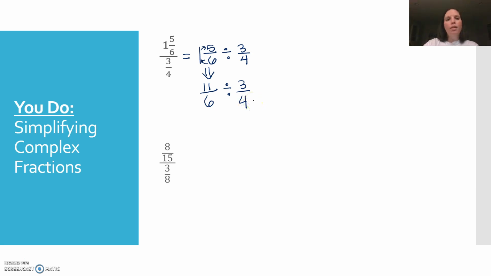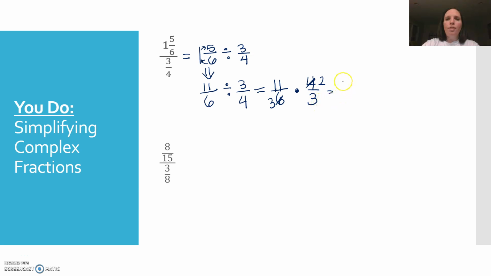If you remember, we want to work with improper fractions, not mixed numbers, when we're doing these types of problems. I'm going to rewrite it as multiplication: keep, change, flip, and now I'm ready to multiply. 4 and 6 have 2 in common. And now I am ready to multiply.